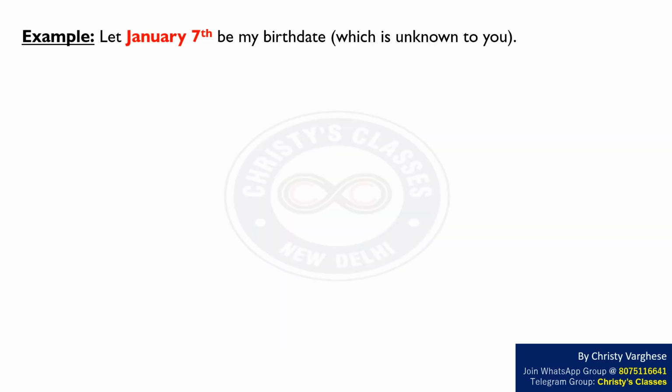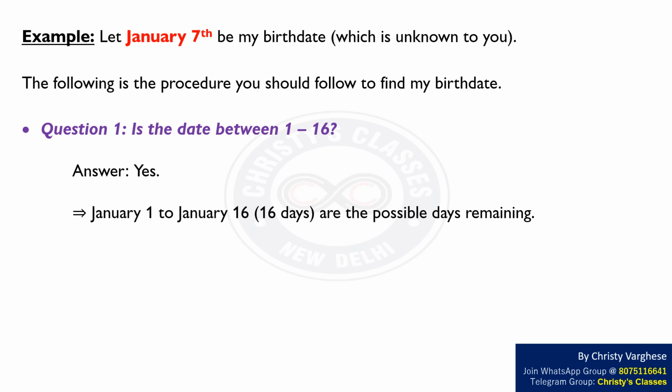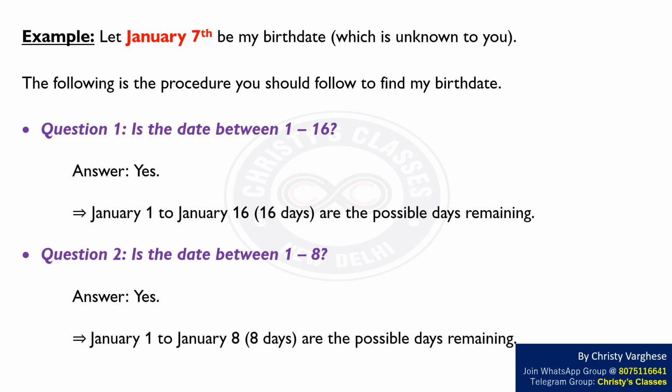For example, let January 7th be my birth date, which is unknown to you. The following is the procedure you should follow to find my birth date. Question 1. Is the date between 1 to 16? The answer is yes. This implies that January 1 to January 16 are the possible days remaining. Question 2. Is the date between 1 to 8? The answer is yes. This implies that January 1 to January 8 are the possible days remaining.